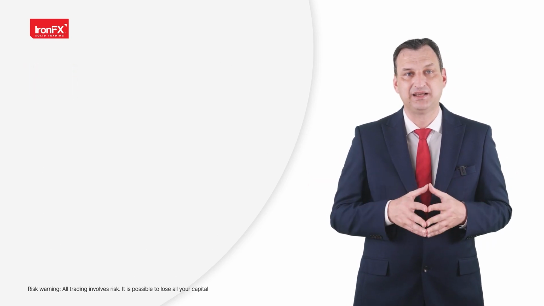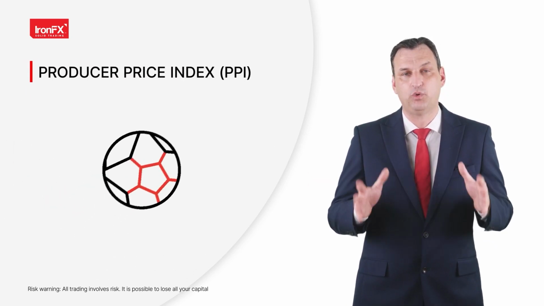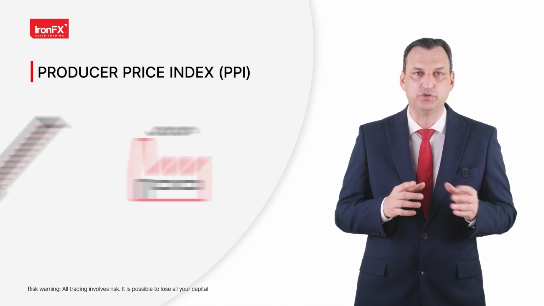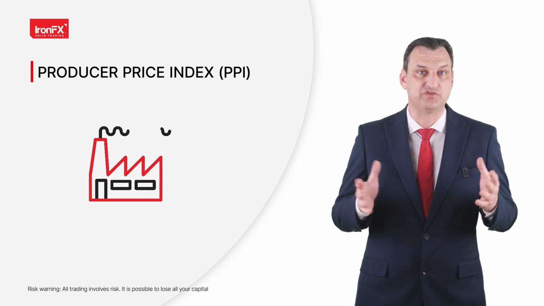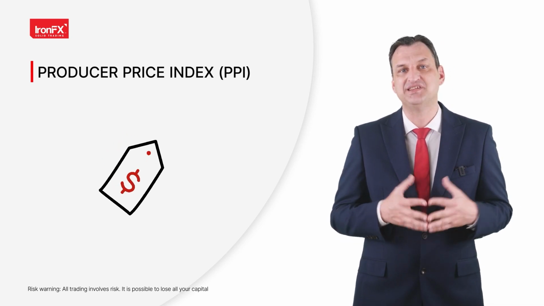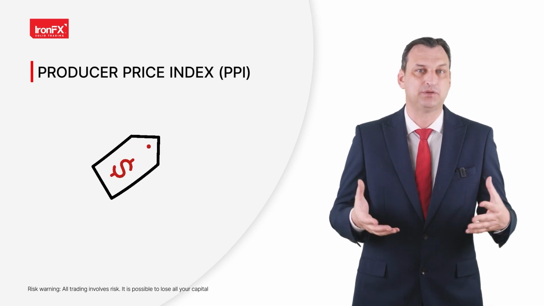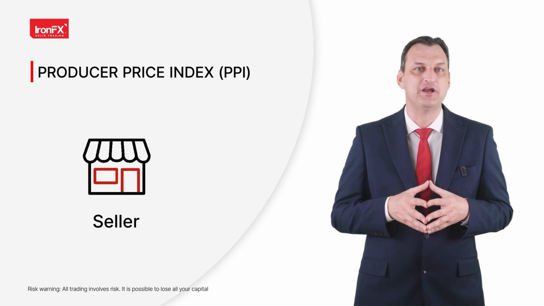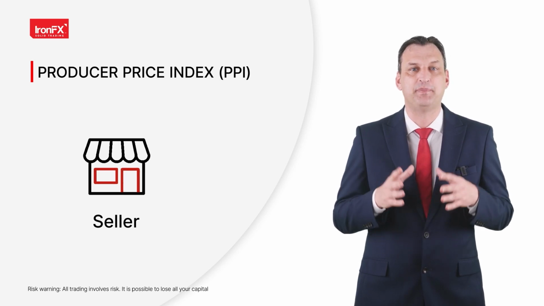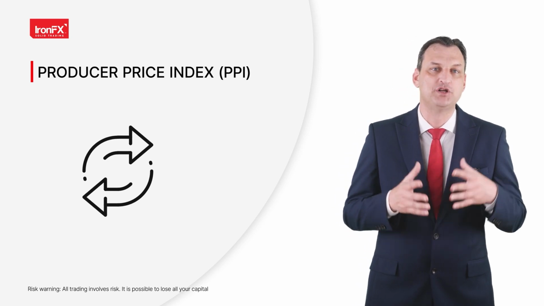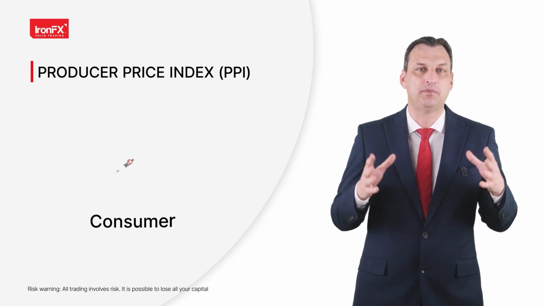Producer Prices Index, the PPI, is a different ballgame. It still measures the rise of prices, but for producers, not for consumers, like the previous rates mentioned. It measures the average change over time in the selling prices received by domestic producers of goods and services. As mentioned, PPIs measure price change from the perspective of the seller, as opposed to the CPI rate, which measures price changes from the consumer's point of view.